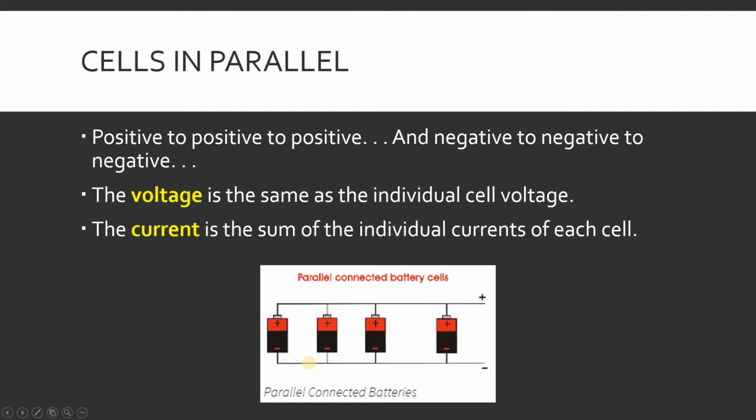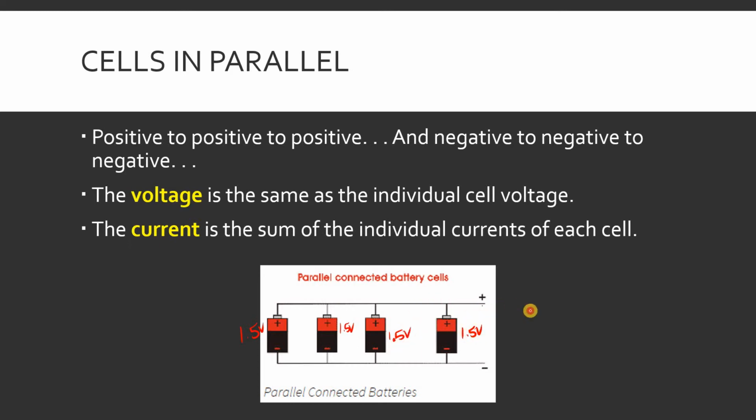Cells in parallel, the two rules here, you're really relating the voltage and the current. In a parallel circuit of electrochemical cells, the voltage is the same as the individual cell voltage. So let's say this one has 1.5 volts, this one has 1.5 volts, this one has 1.5, and this one has 1.5 volts.